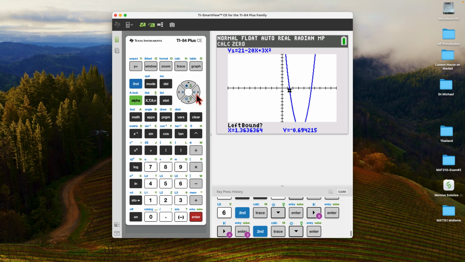And so 1.31, what did we say, 1.31? That's a good left bound. And then I'll go to the other side. There's a good right bound. And I hit enter. 5.36. This is the amount of the cut, right? 5.36. We're going to write these two down. So let's come back.